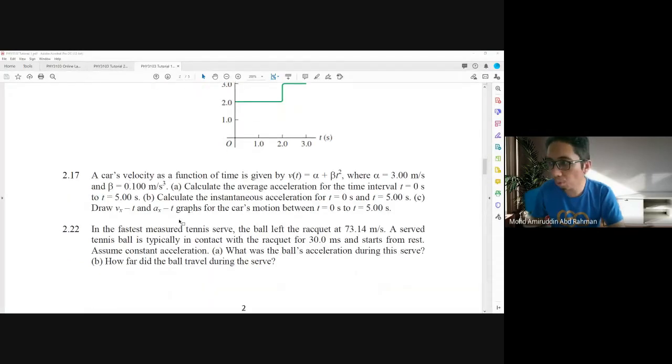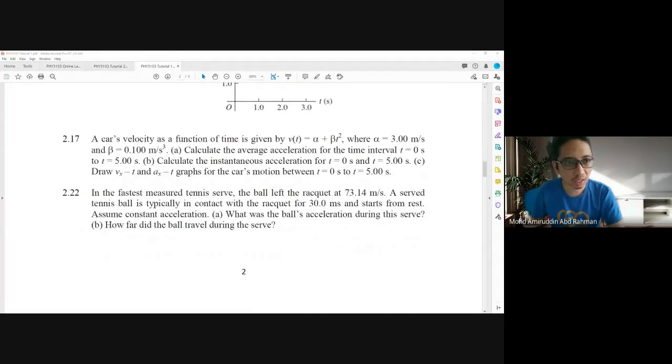Okay, for 2.17, I will just give you the answer. We need to calculate the average acceleration for the time interval t equals 0 seconds to t equals 5 seconds. So the first one, the average acceleration will be 0.5 meter per second squared.